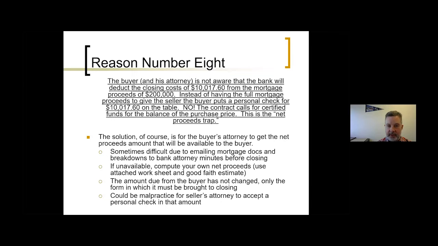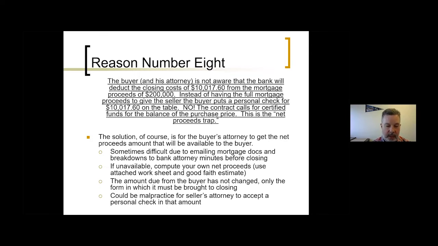However, that's not always possible. You're dealing with a bank attorney that sometimes is going to be emailing mortgage docs and breakdowns. The bank is getting it to the bank attorney late, and the bank attorney is getting it to you late. It's kind of a domino effect, or it rolls downhill.